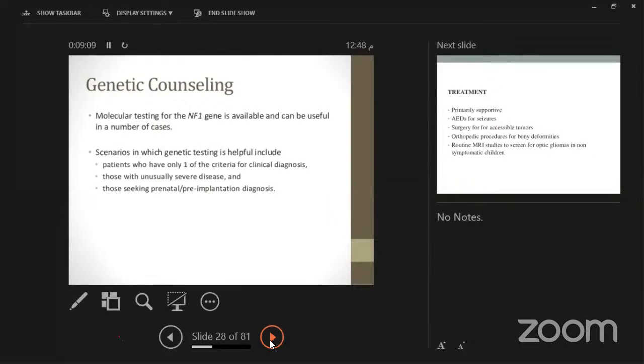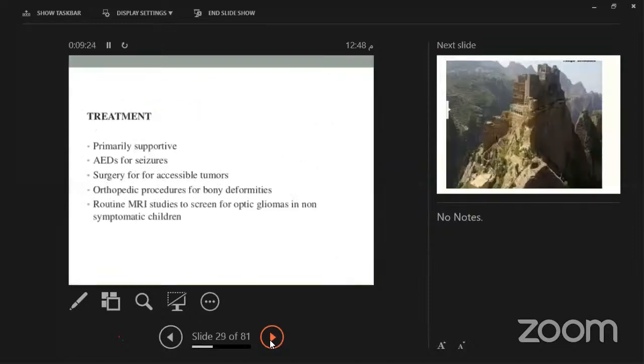Molecular testing for the neurofibromatosis type 1 gene is helpful in patients who have only one criterion of the clinical diagnosis, those with unusually severe disease, and those seeking prenatal and pre-implantation diagnosis. How to treat the patient: primarily supportive, anti-epileptic drugs for seizures, surgery for accessible tumors, and orthopedic procedures for bony deformities associated with neurofibromatosis. Routine MRI studies to screen for optic glioma in asymptomatic children.